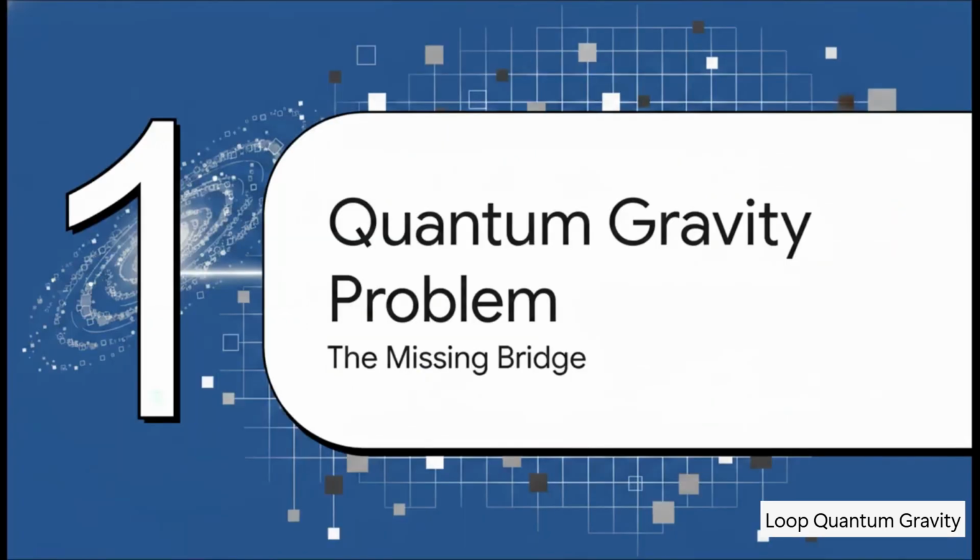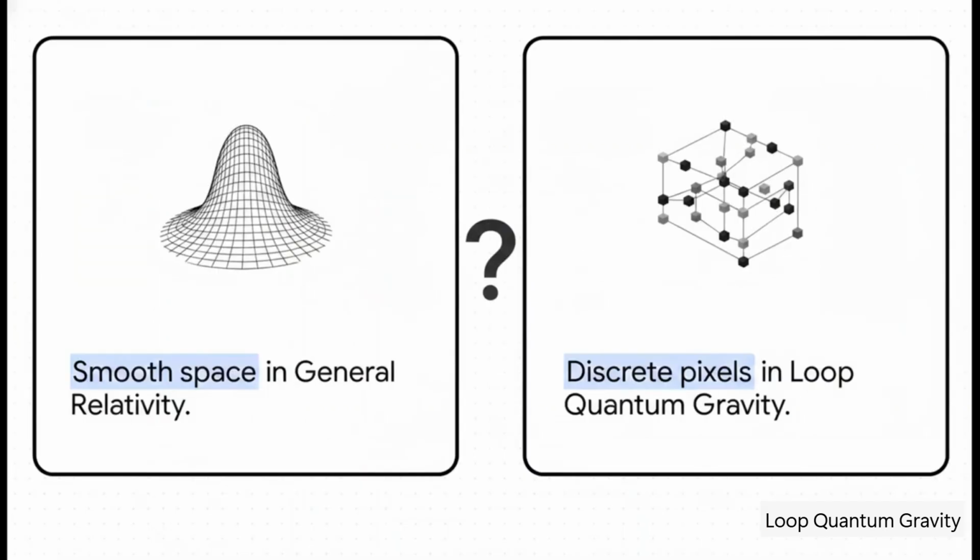Section 1. The quantum gravity problem. The missing bridge between the large and the tiny. Okay, so we've got a massive existing understanding problem here. Picture this. On one side, we have general relativity. That's Einstein's famous theory, right? It tells us that space and time are like this smooth, continuous fabric. When heavy things, like planets, sit on this fabric, it bends. And that bending is what you and I feel as gravity.